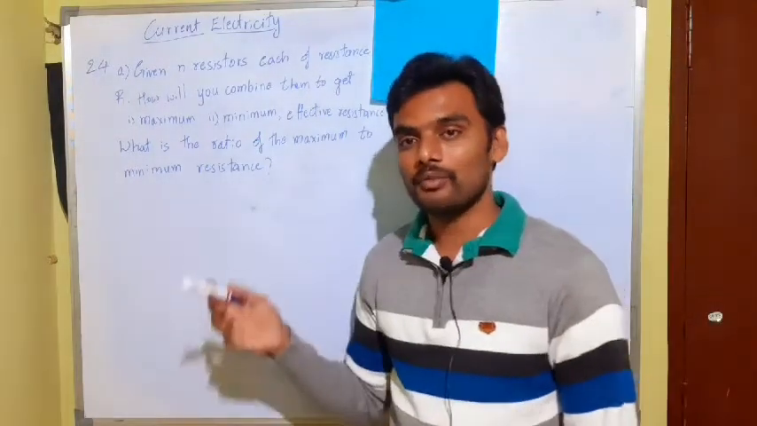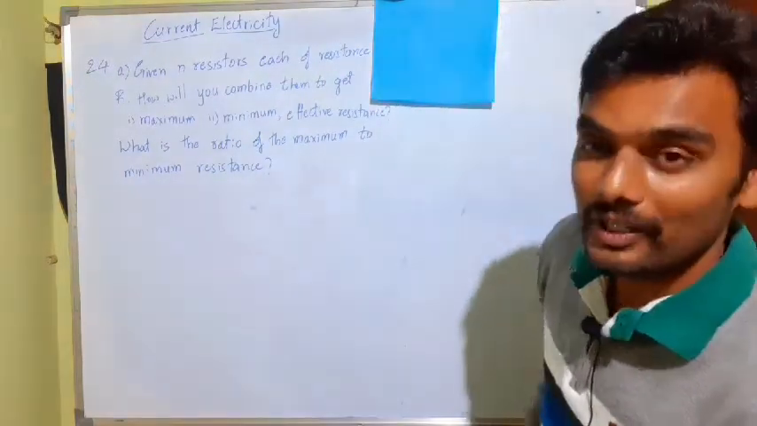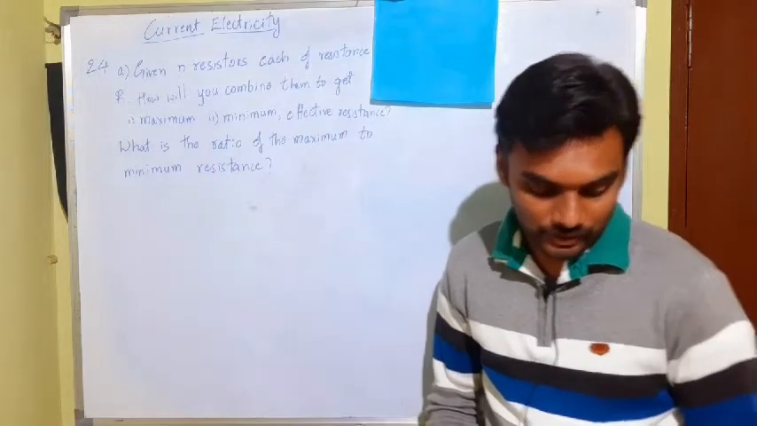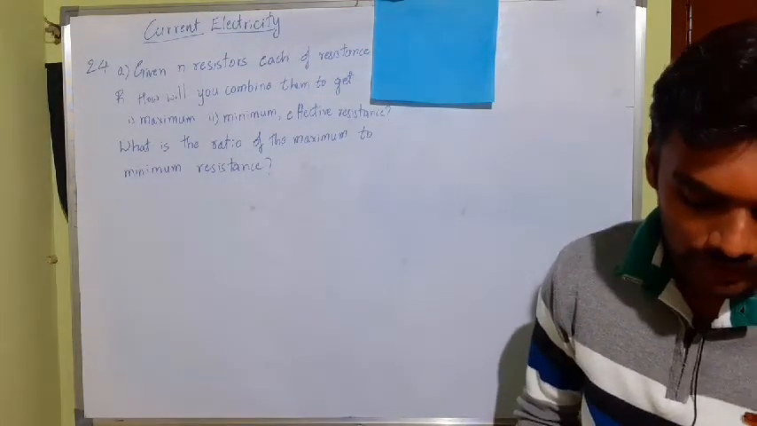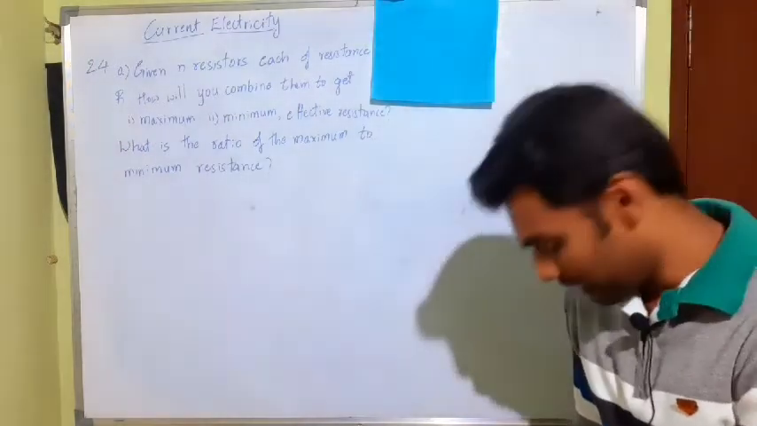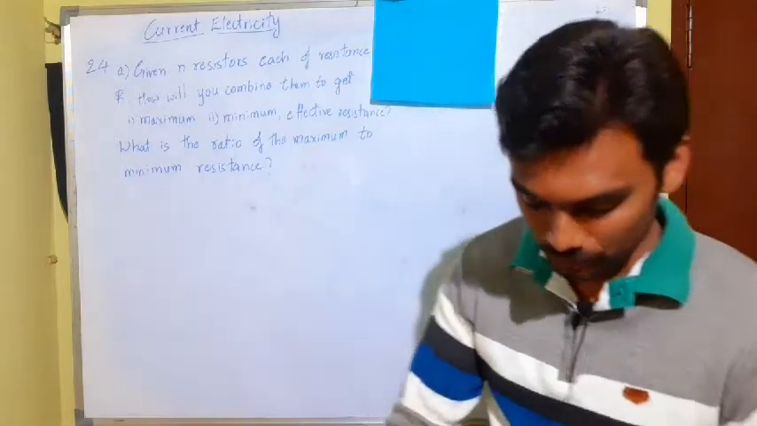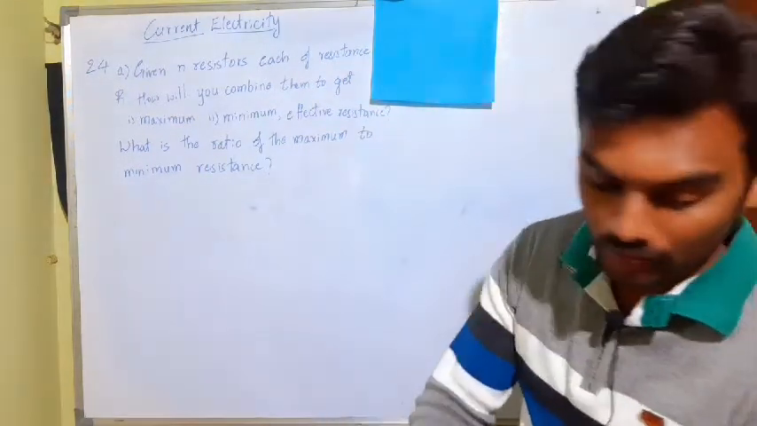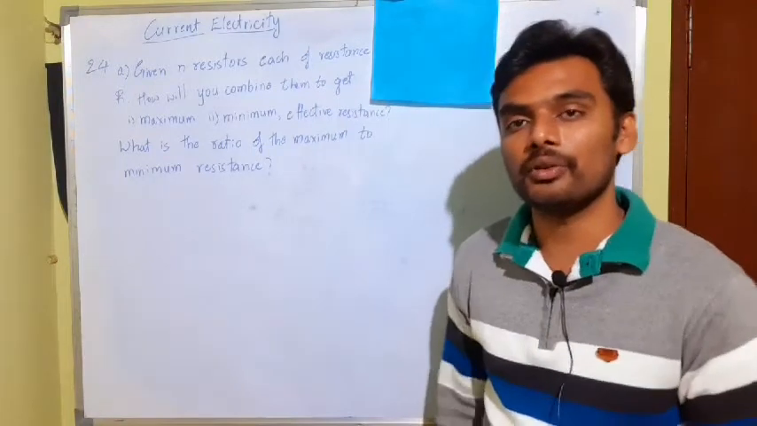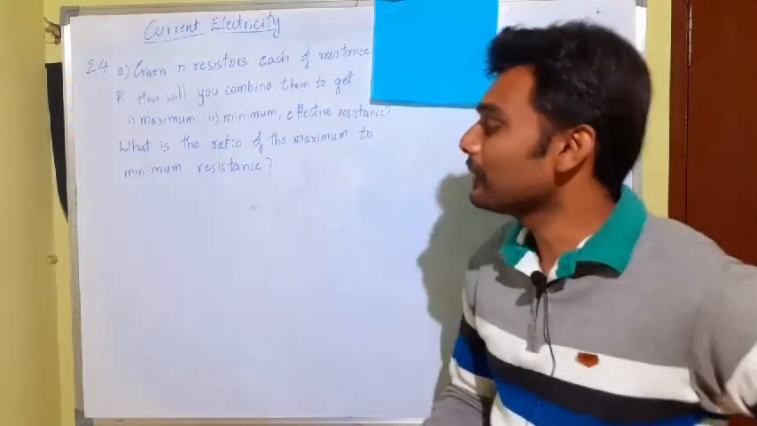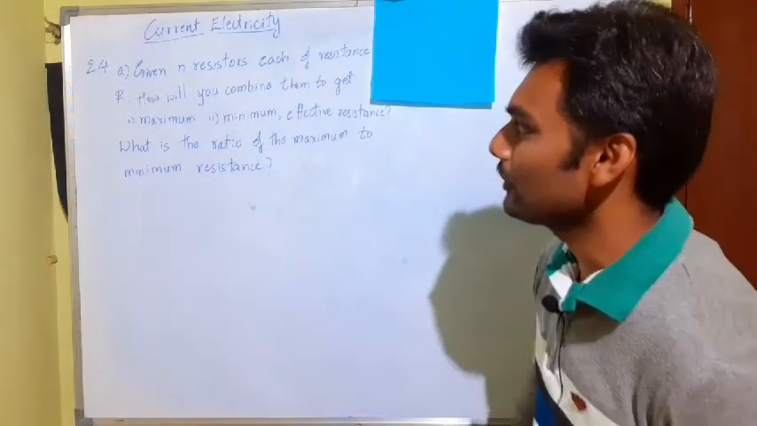Let me take individual parts of the question, the 24th question. Then why did they put them together? They have put this together because again they are all related to combination of resistors itself. No other concept. That is why they have put all those three parts into the same question, the 24th one.